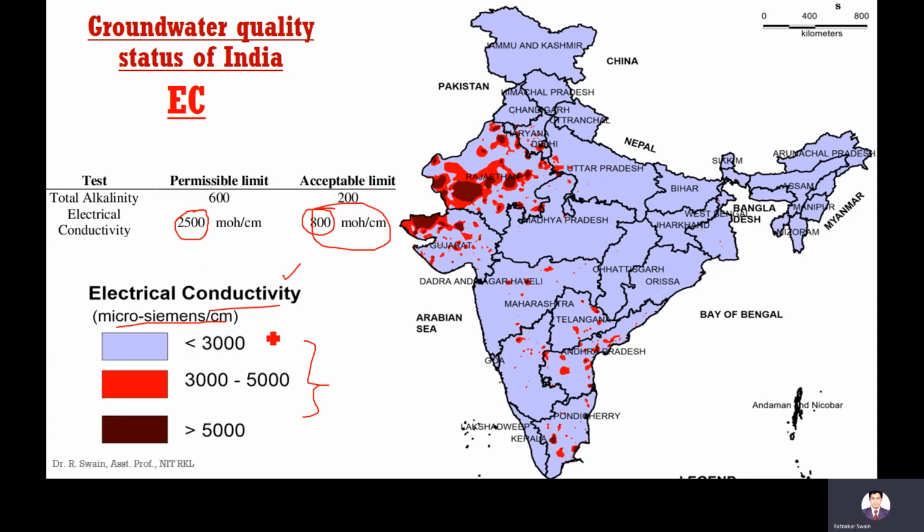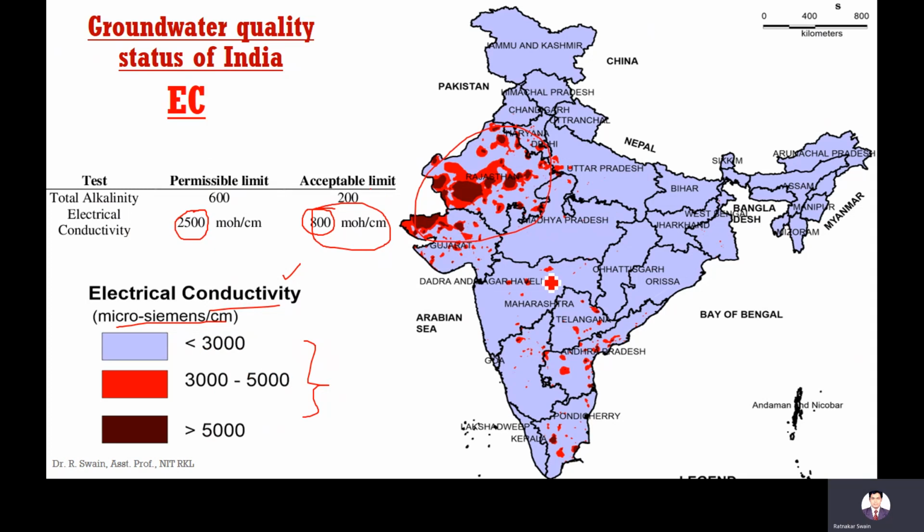More than 3000 to 3500, these red patches are not acceptable as far as EC is concerned, and more than that is totally not acceptable. Electrical conductivity is not so dangerous compared to arsenic or other heavy metals like zinc and iron. But electrical conductivity is due to salt content.